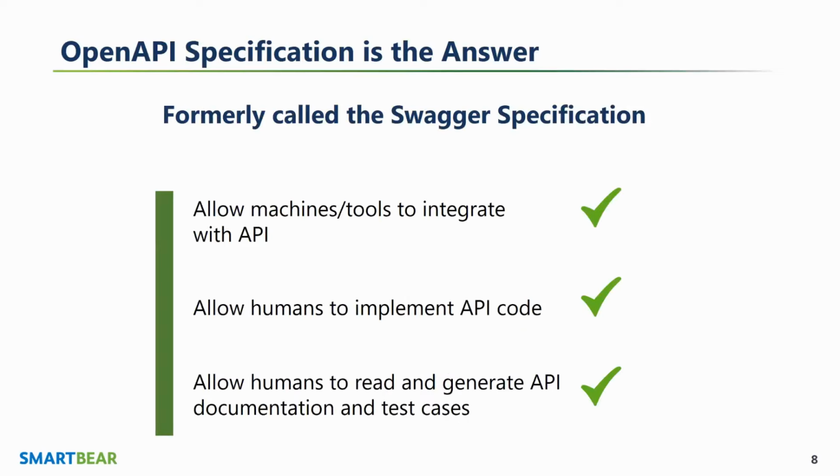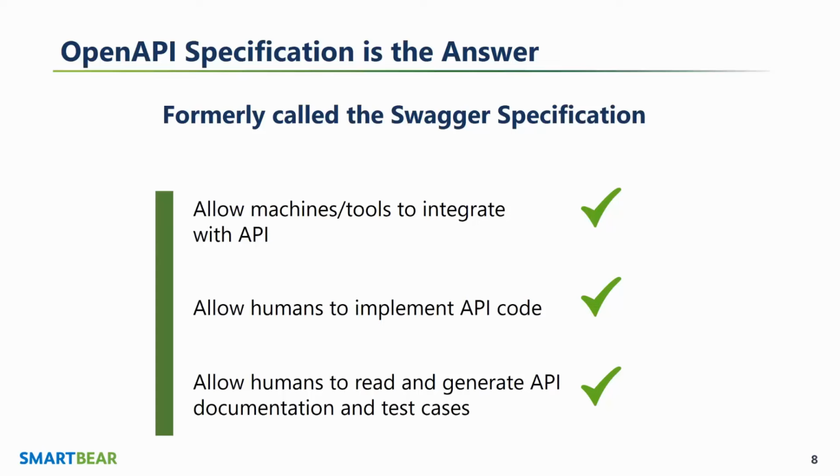And this is the Swagger specification, this RESTful interface. Now it's called the OpenAPI specification. It was formerly called the Swagger specification, and this is a human and machine readable API interface purely for REST-based services that allows humans to implement API code that allows consumers of the API to read and generate API documentation as well as test cases against various API resources.